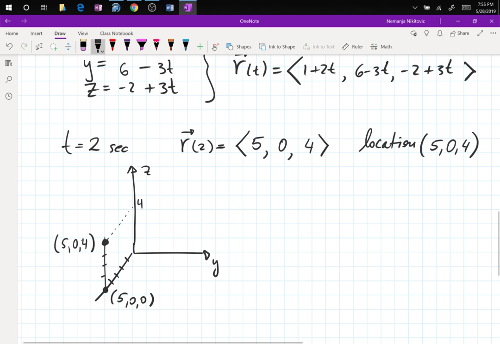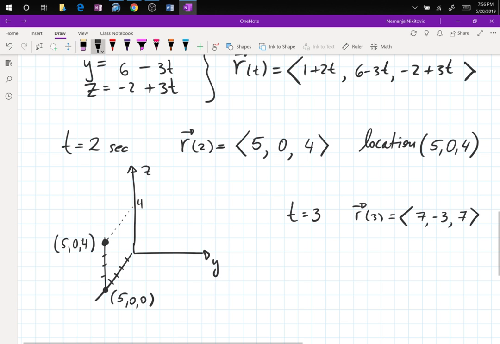You can calculate for, let's say, t equals 3. And for t equals 3, we have vector r of 3 to be given as 7, negative 3, and 7. Right?